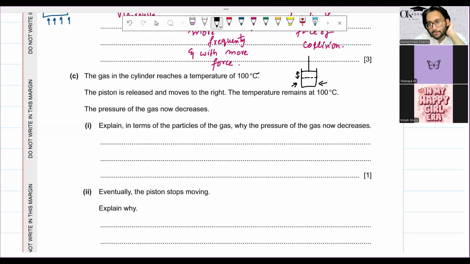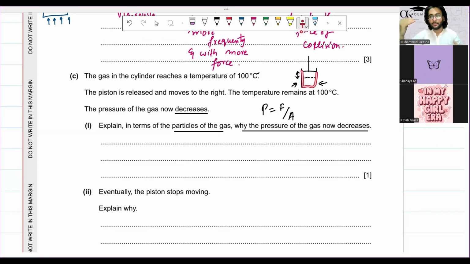The temperature remains at 100 degrees centigrade. The pressure of the gas now decreases. Explain in terms of the particles of the gas why the pressure of the gas now decreases. Now, this is a very intuitive and common sense idea that we know that pressure is equal to force per unit area, right? So if you notice, the area at which the collisions were happening was just this before. But now the area has significantly increased, because we've raised the piston. So if you look at the proportion, when area increases, the pressure should go down.